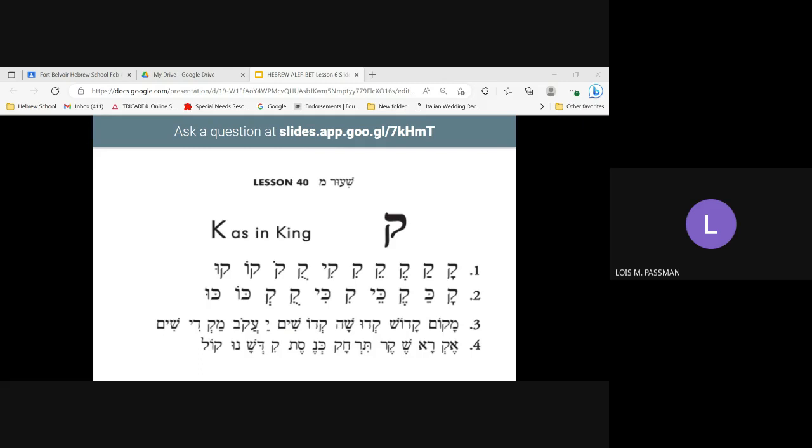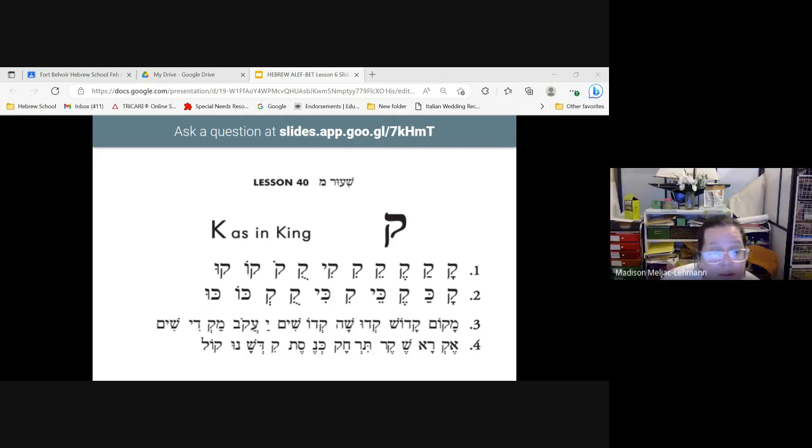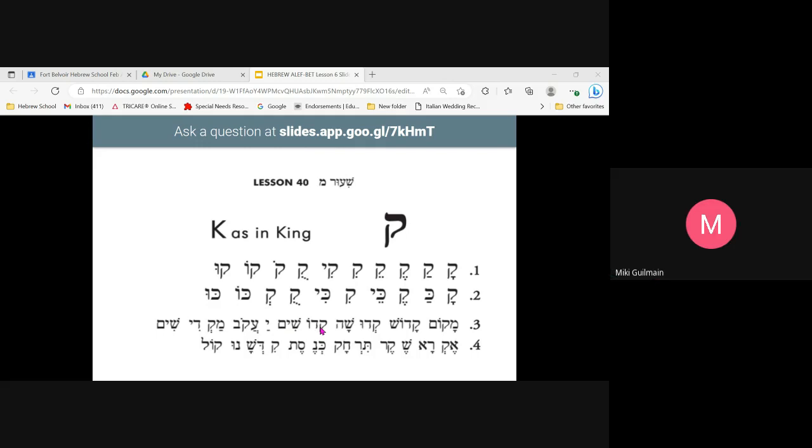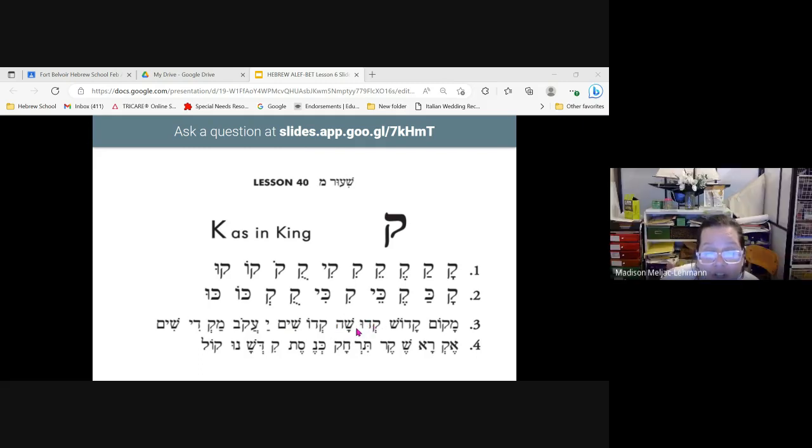I'm drawing a blank. That's okay. So anybody want to give it a shot? Kedusha, kedushayim. So we have, this one was kidushim, kidusha. This one is kidoshim.